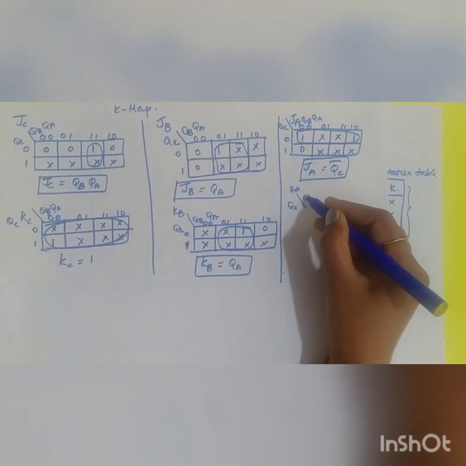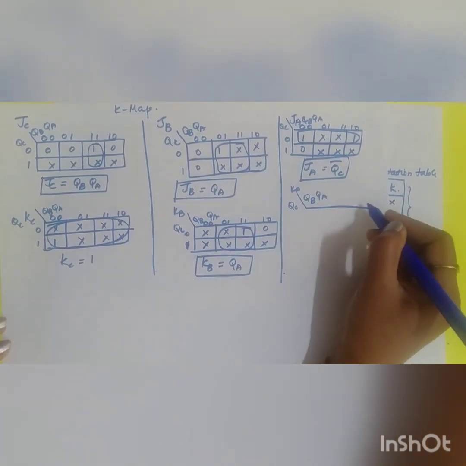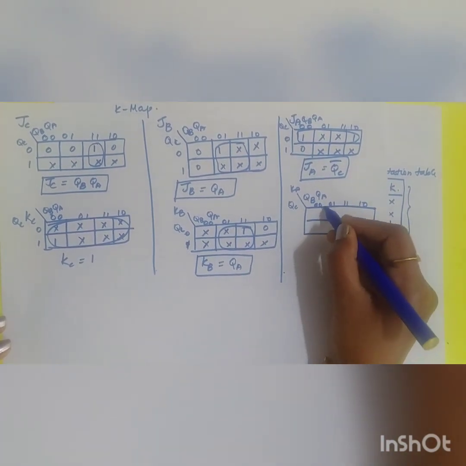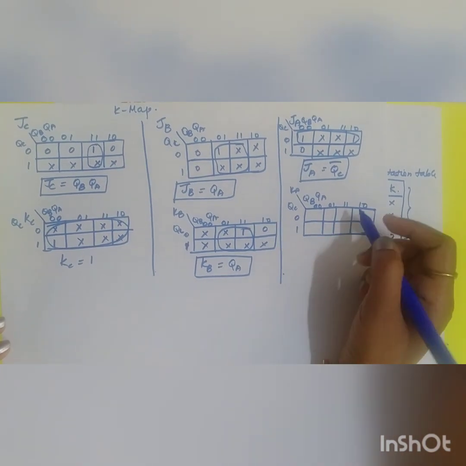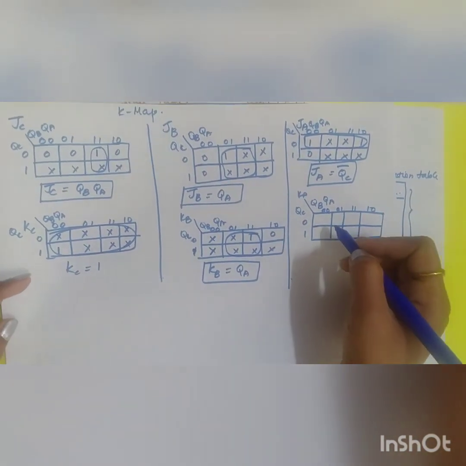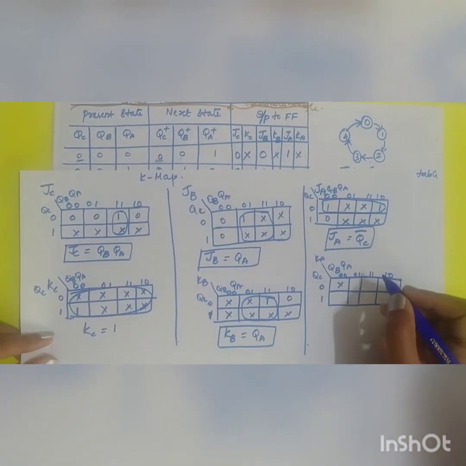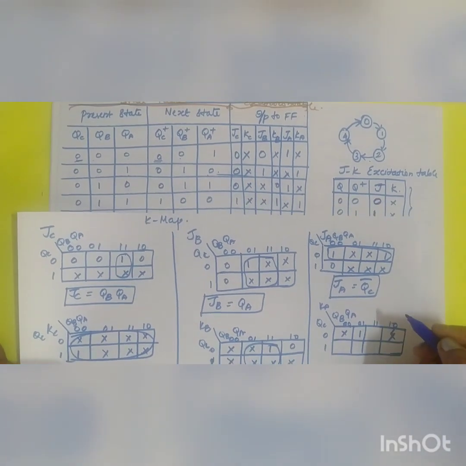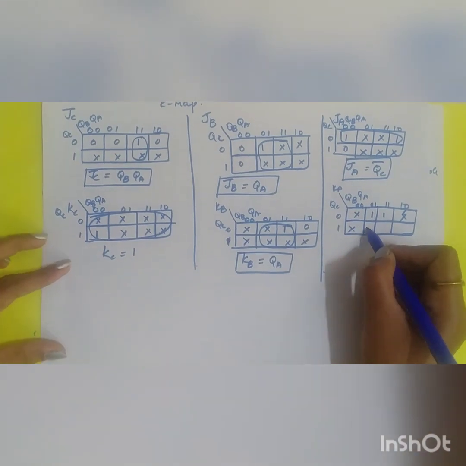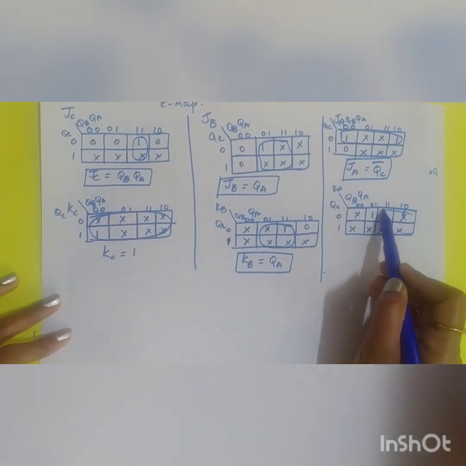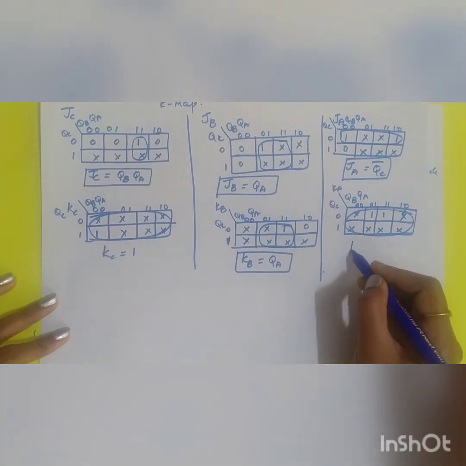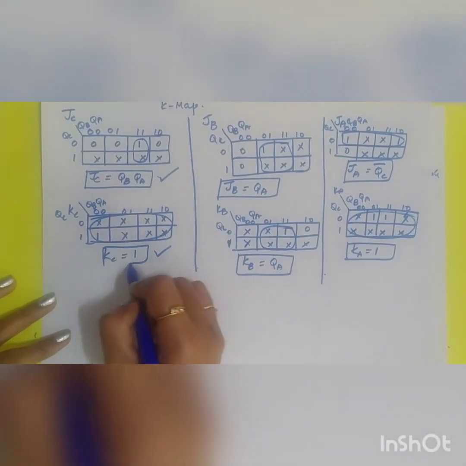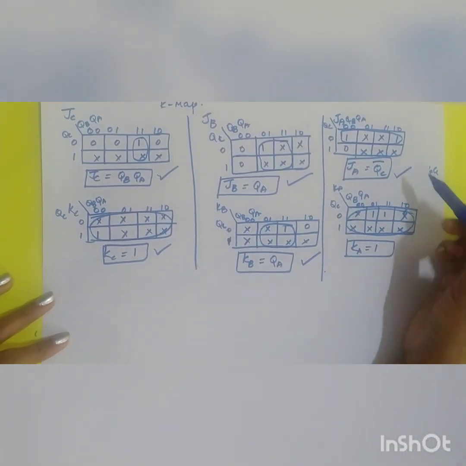KA, again here you have QC, QB, QA. 000, 110, 01. So what is the value again? 000 for KA, it is X. 001 it is 1, 010 it is X, 011 it is 1, all others don't care. Okay, so you can group these two all together, so KA will be equal to 1. So now you have got JC, KC, JB, KB, JA, KA.